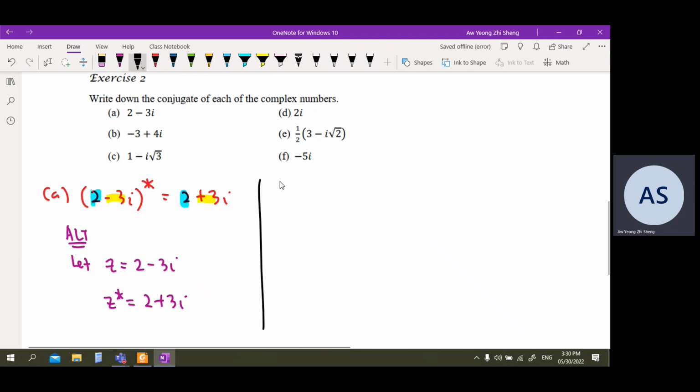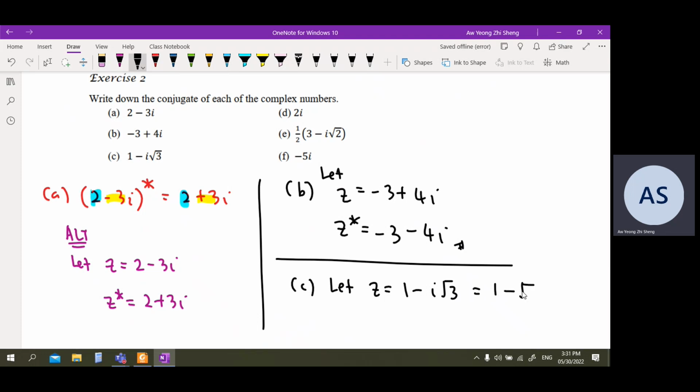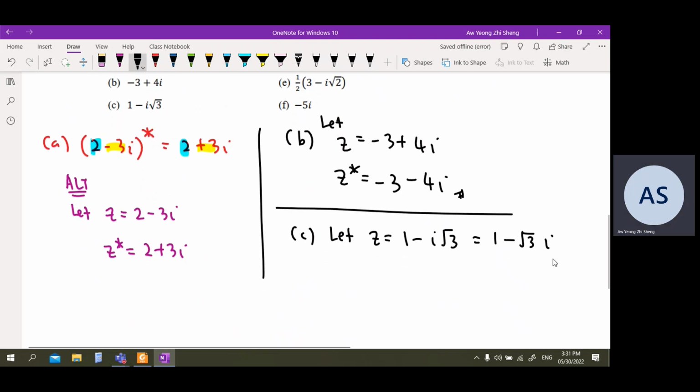Okay. Now let's do part B. If I let z be negative 3 plus 4i, then my z star will be the same negative 3, but my 4i becomes negative 4i, and that's it. For part C, if I let z be 1 minus root 3 i, I choose to rewrite it as 1 minus root 3 times i, so that it's clearer that the coefficient of i is minus root 3.